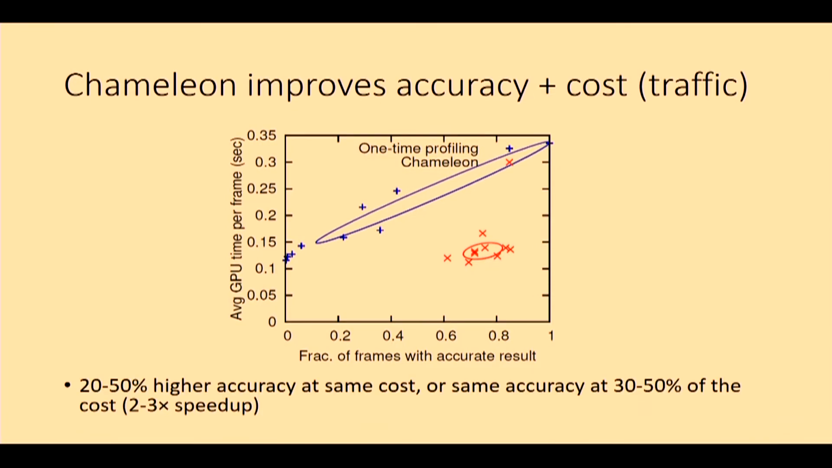So it allows us to make claims like we can give you 20 to 50% higher accuracy while keeping costs the same. Or if you want to reduce cost, we can give you the same accuracy while reducing cost to 30 or 50% of your original cost, which is like a 2 to 3x speed up. So this is good.